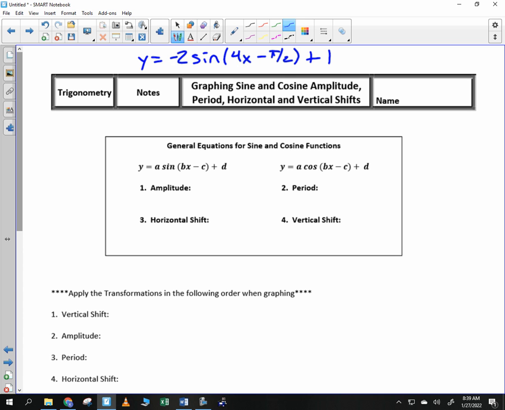If I have a function now of this form, before we talked about A and B and how they affect the sine and cosine graphs. Does anybody remember how we determine the amplitude? Very good. The absolute value of A. The amplitude determines how high we go or how low we go. The period, what is our formula for the period? 2 pi divided by B.